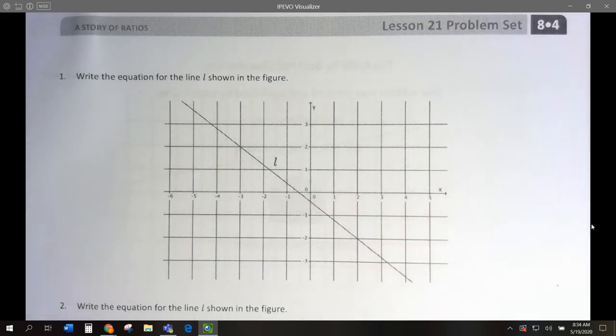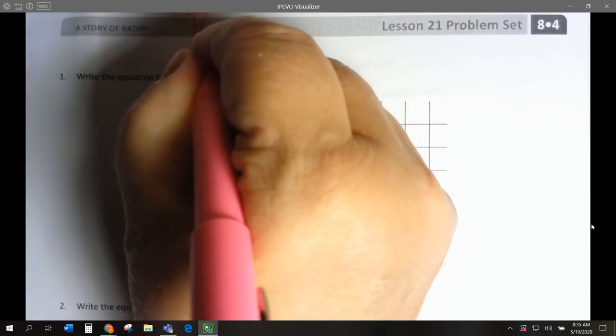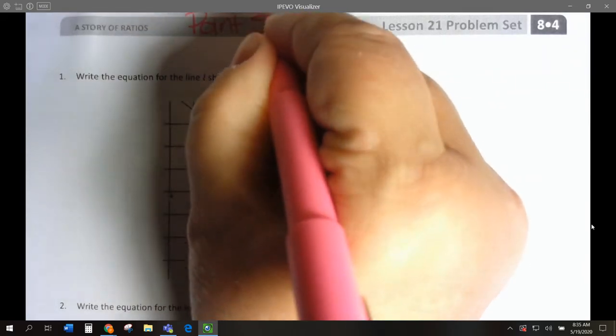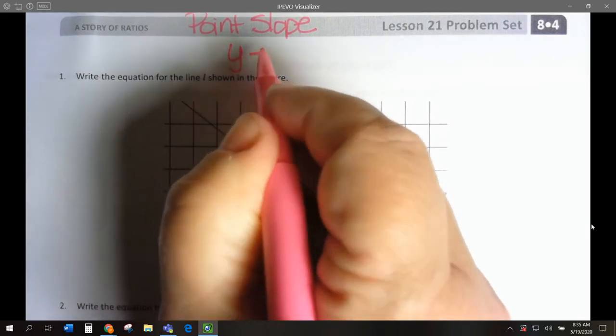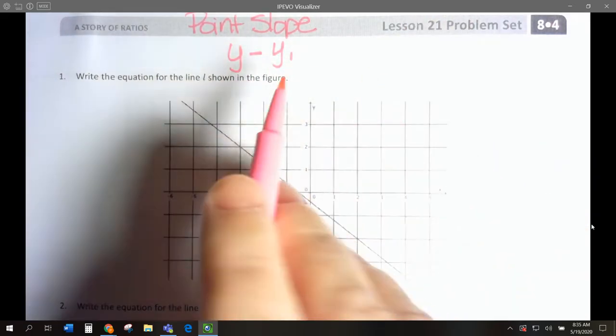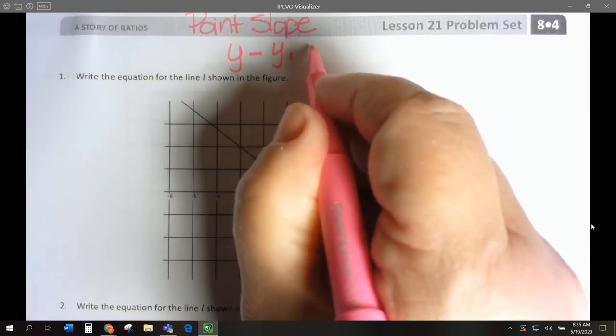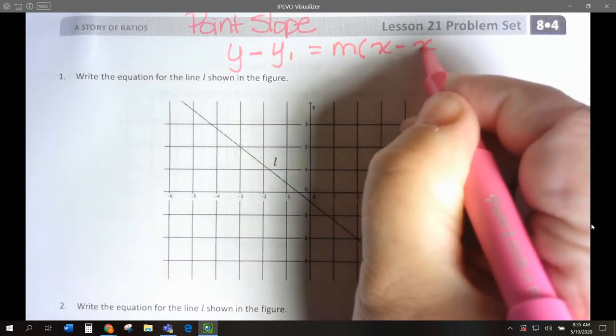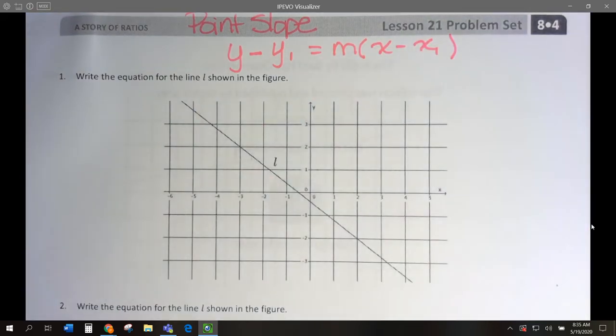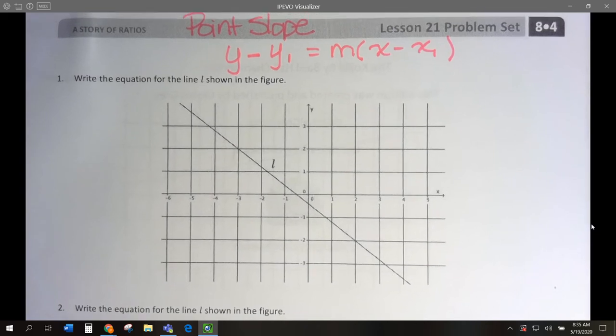So we're going to use what we call the point slope. If we know the slope and we know just one point, then we can do the point slope equation. So point slope tells us that y minus y1, which means our y coordinate, equals m times x minus our x coordinate. Looks kind of complicated, but we're going to simplify it.